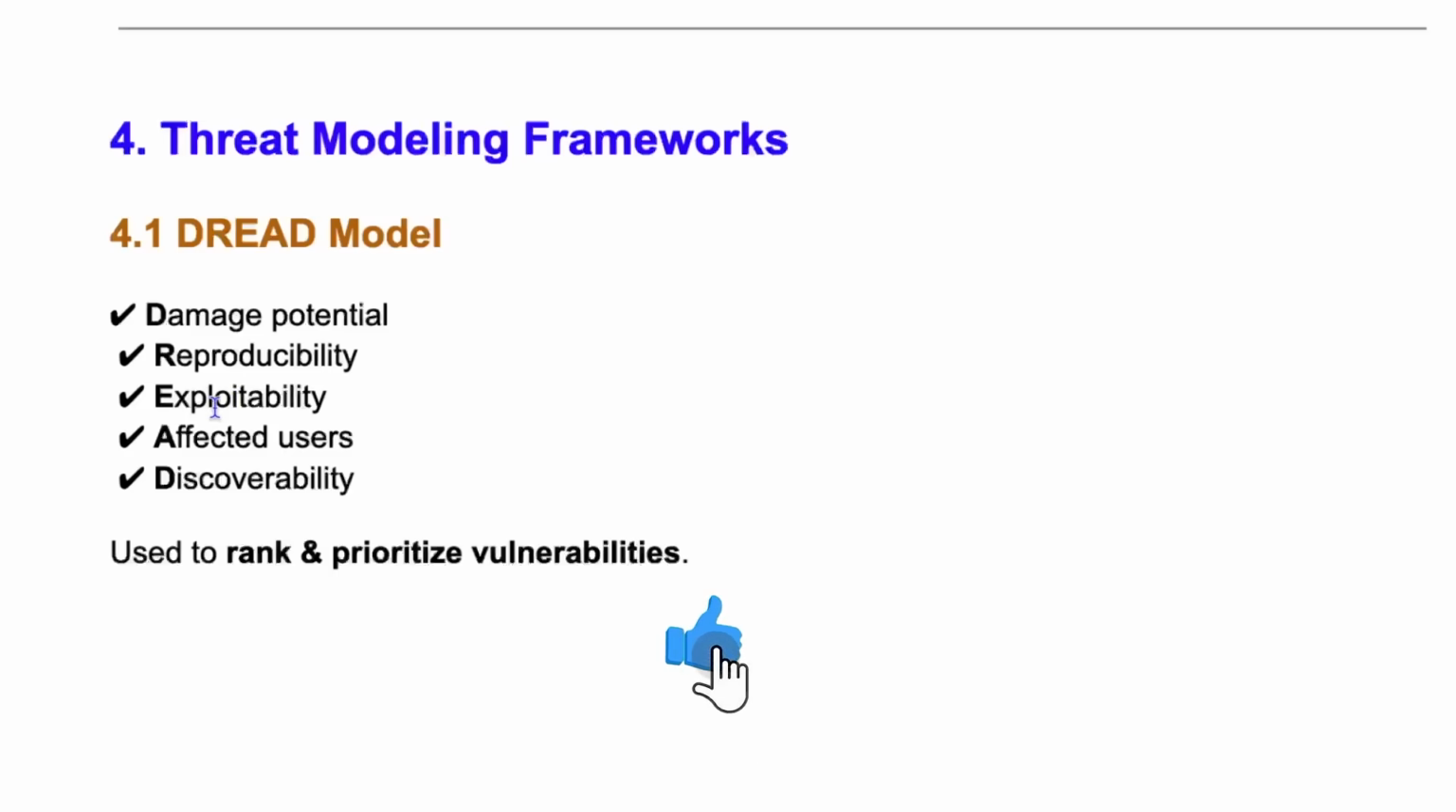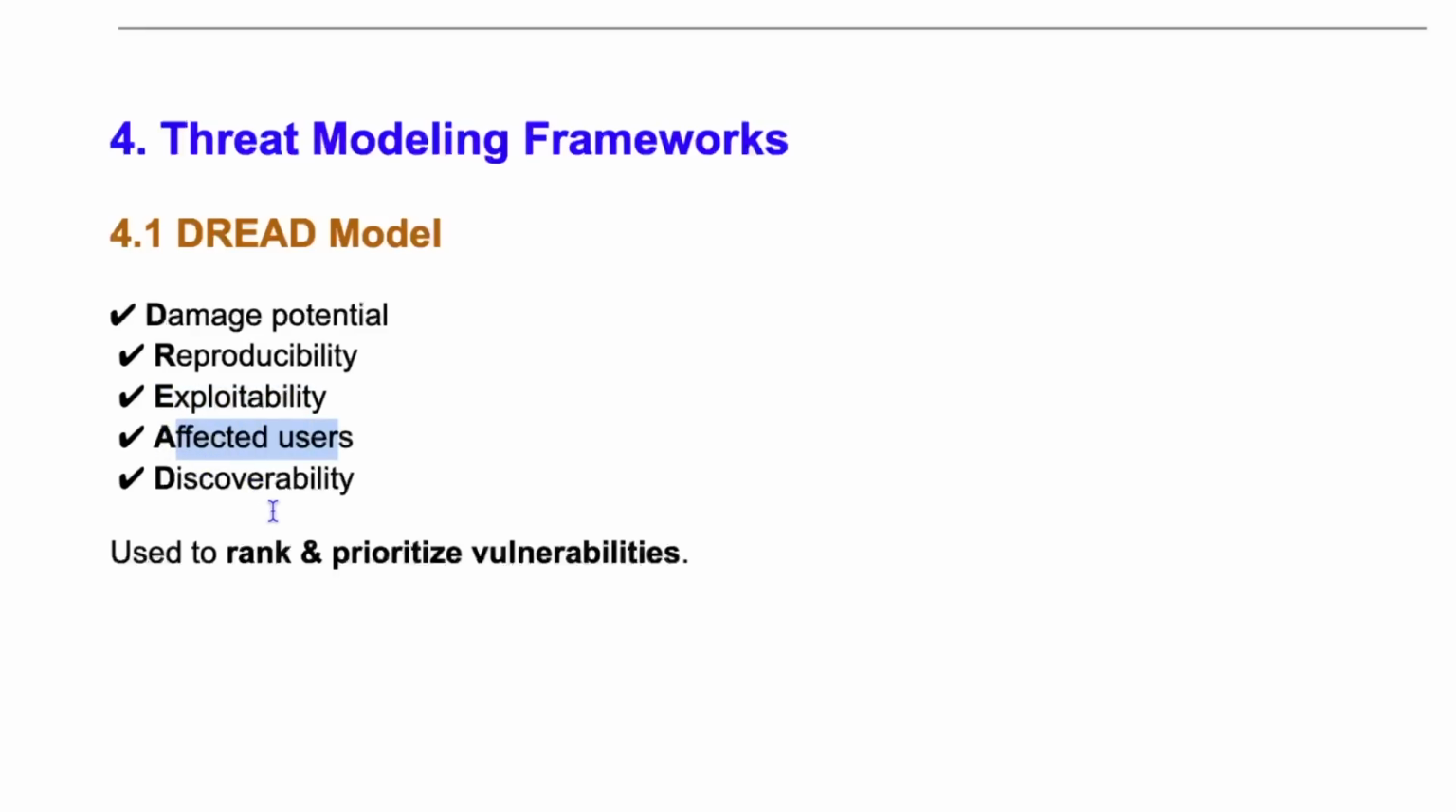And now we can move on to threat modeling frameworks. So the DREAD model, also known as the Damage, Reproducibility, Exploitability, Affected Users, Discoverability model, is used to rank and prioritize vulnerabilities. So what is the potential to cause damage? How much damage can you actually inflict against the system or the infrastructure? How easy is it to reproduce this attack that we just executed? How easy is it to exploit the system that we are targeting? How many users are affected if we do this?